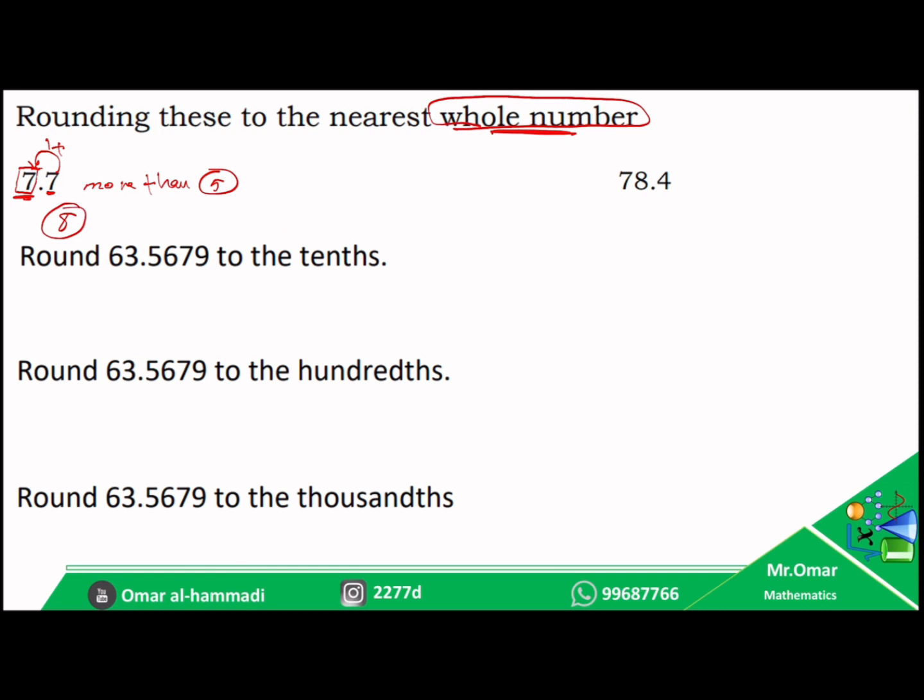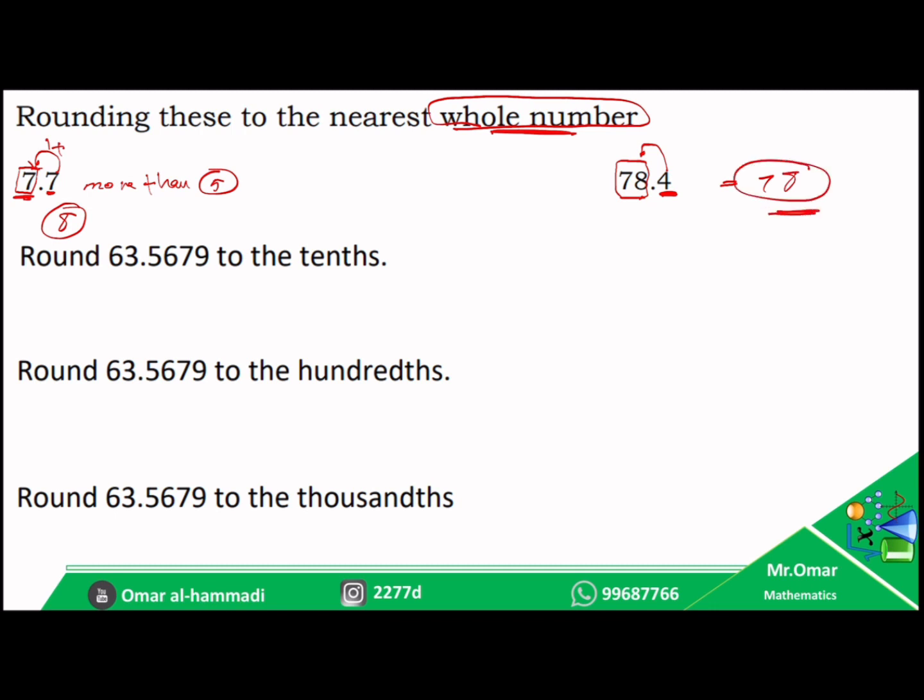And let's see the other example. Here we have 78. This is the whole number. So 4 is what? It is less than 5. So it will not change anything. It will be the same result, 78. And this is to the whole number.